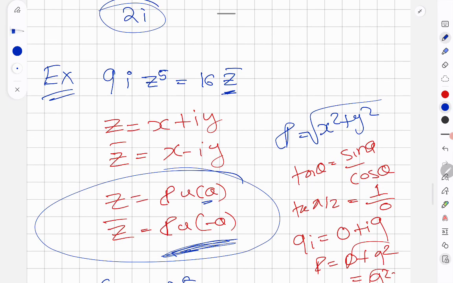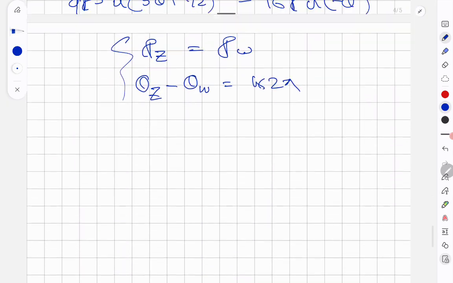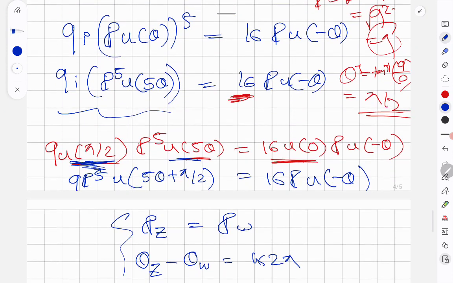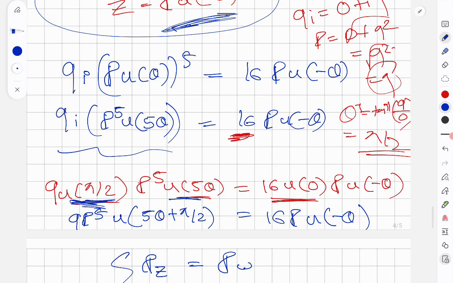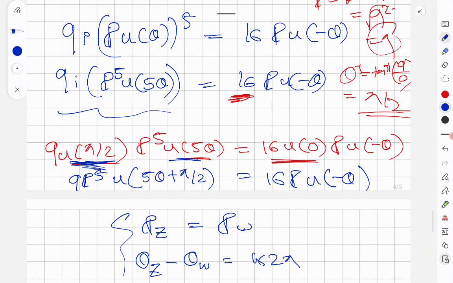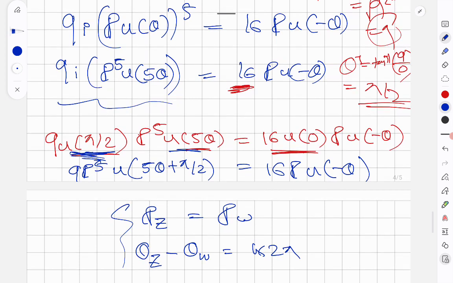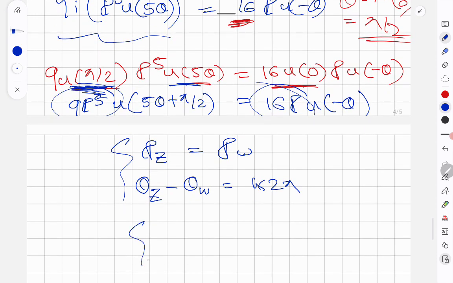So as I said, z is rho u^theta. Am I clear until now? Any question until now? Now, if you go back to our original idea, if complex numbers are to be equal, the rho, this is the whole rho and this is the whole rho of this one. So this must be equal.